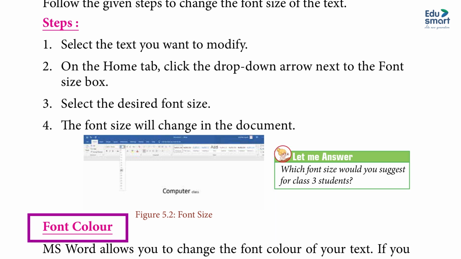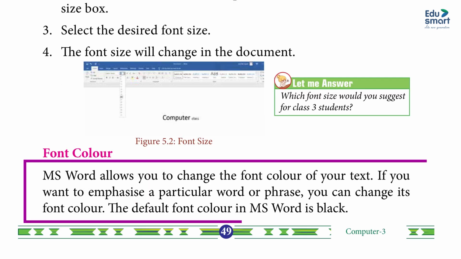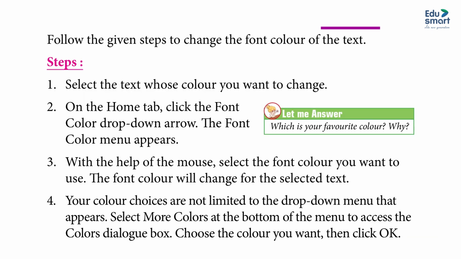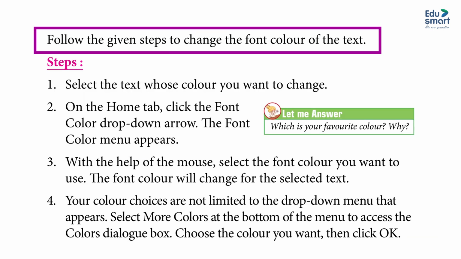Font color. MS Word allows you to change the font color of your text. If you want to emphasize a particular word or phrase, you can change its font color. The default font color in MS Word is black. Follow the given steps to change the font color of the text.